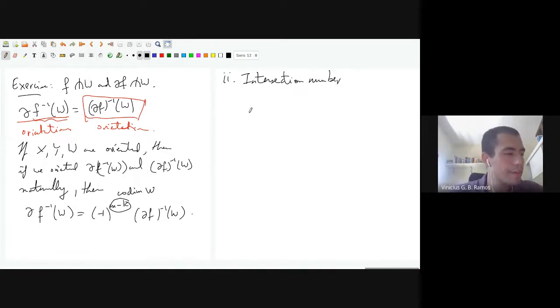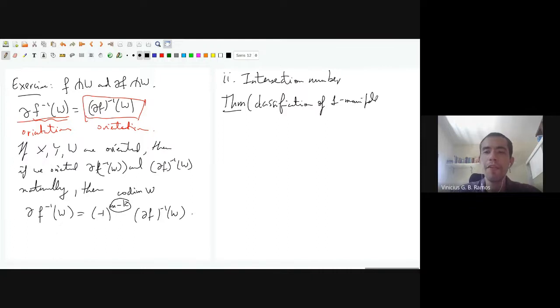Before really defining it, I want to state a very important theorem, which is the classification of one-manifolds. I think everybody has probably seen this before, at least the statement. Let me give you the statement and say a few words about the proof, and we can prove this later in more generality.